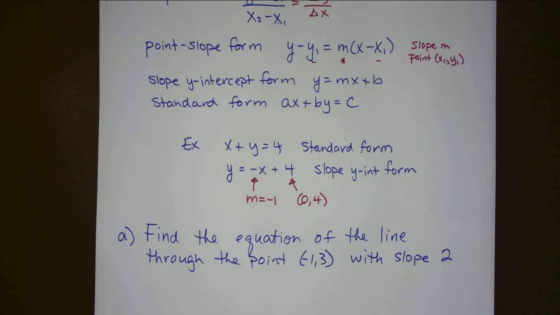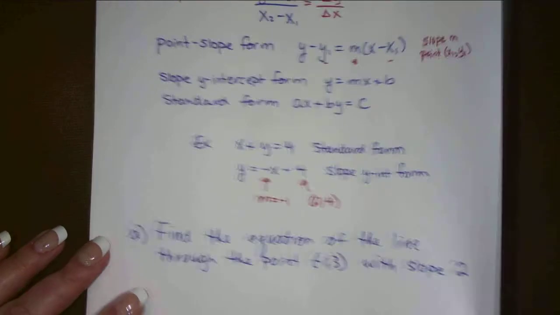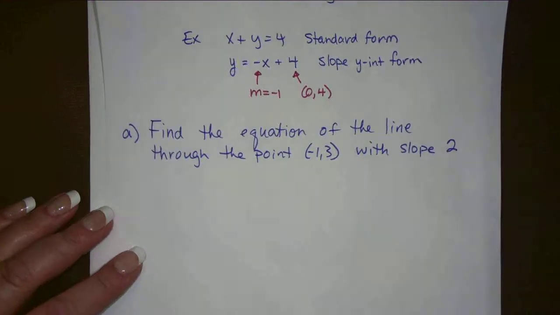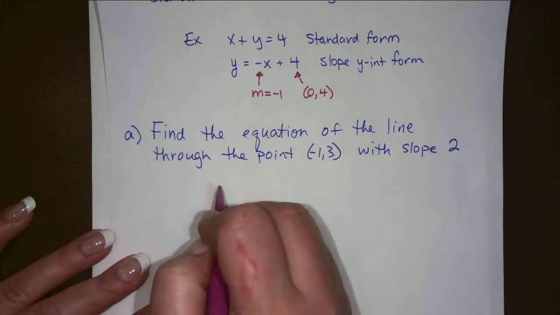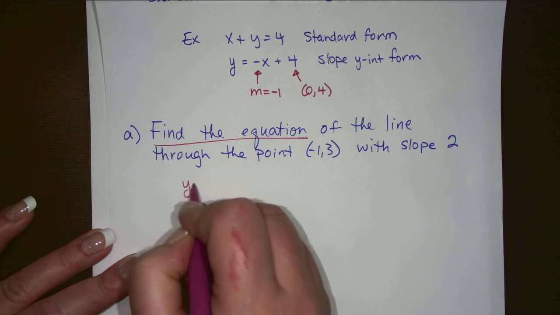So here I didn't say what form that I want you to leave your answer in, so it's up to you. But I could say put your answer in slope y-intercept form or in standard form. So we'll write the answer both ways so you can see what you would need to do. But if it doesn't ask, you don't need both ways, right? Whatever you end up with is fine. Okay, so you see the keywords, find the equation of the line, and you write down your formula.